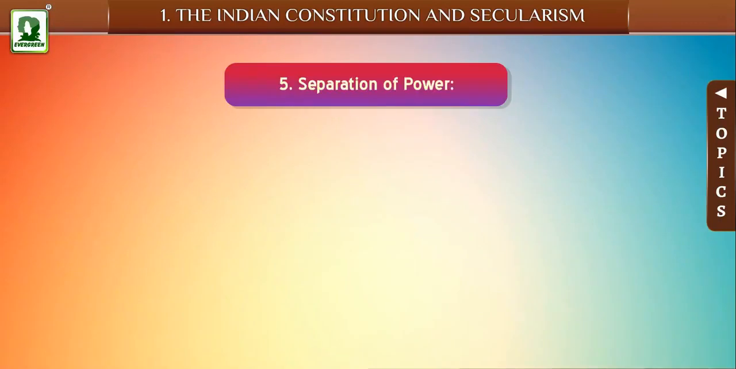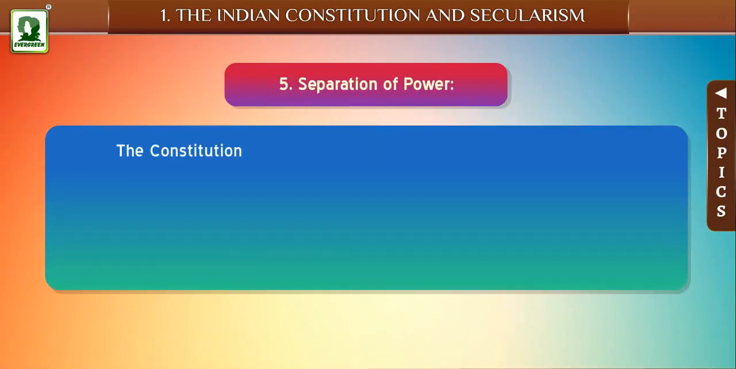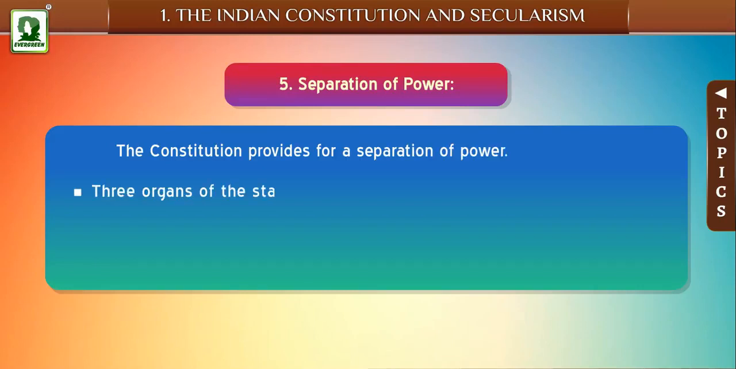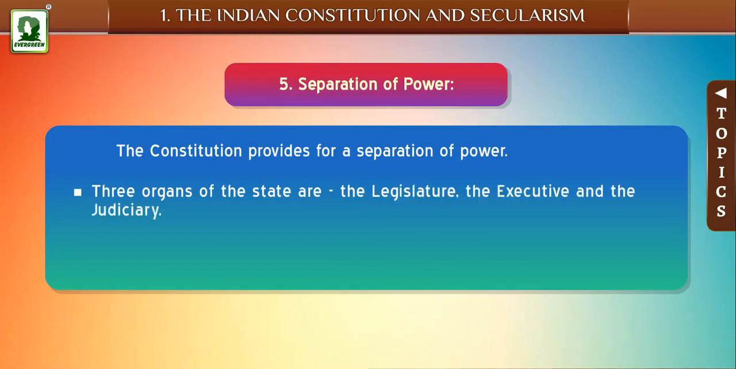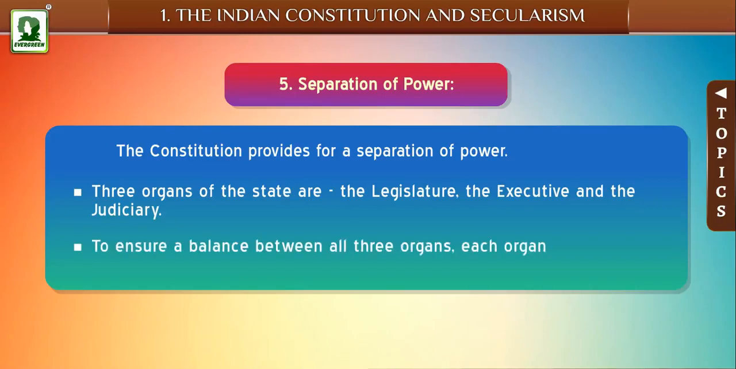Separation of power. The Constitution provides for a separation of power. The 3 organs of the state are: the legislature, the executive, and the judiciary. To ensure a balance between all 3 organs, each organ acts as a check on the other organ.